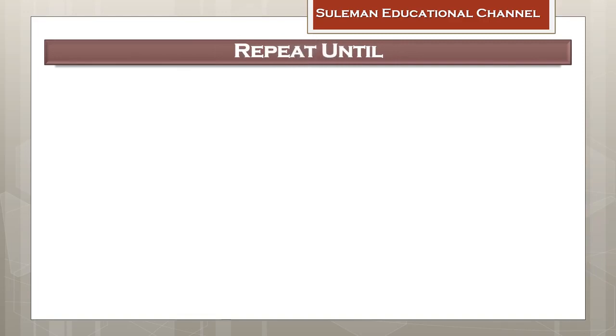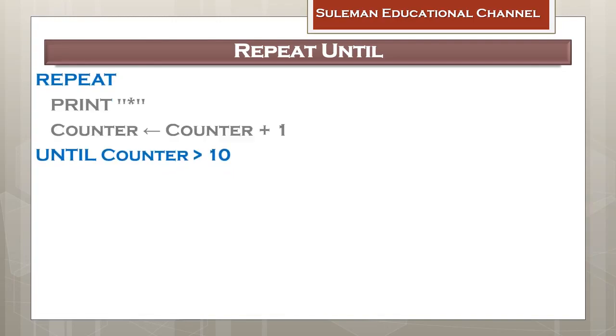Now let us discuss repeat until in detail by using an example. Repeat, print asterisk, counter assignment counter plus 1 until counter is greater than 10. The first line repeat is used. In the second line print asterisk, so asterisk will be printed.